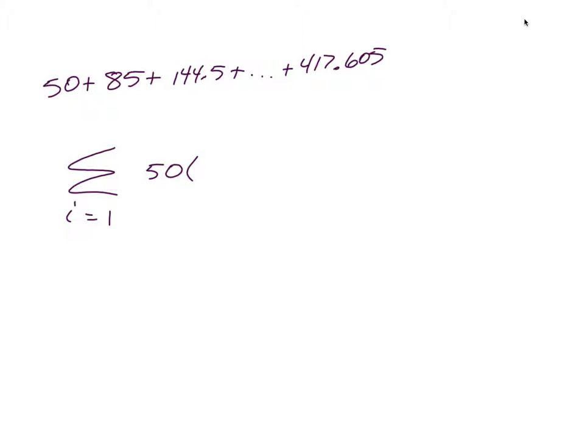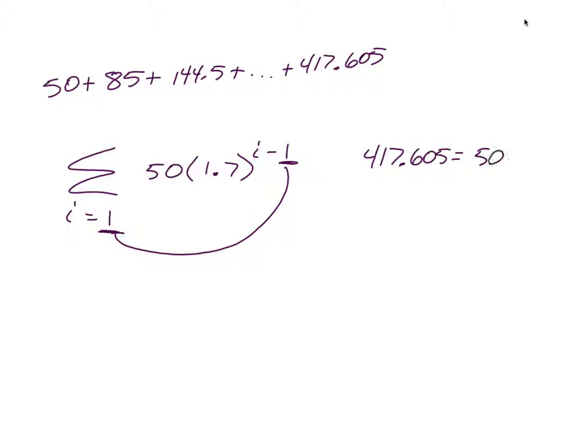What is R in this problem? What do I do to get it? 85 divided by 50 is 1.7. Remember that this number here and this number here must always be the same. So the only thing left is the top. What do we do to find the top? Plug in and set my formula equal to the last term.